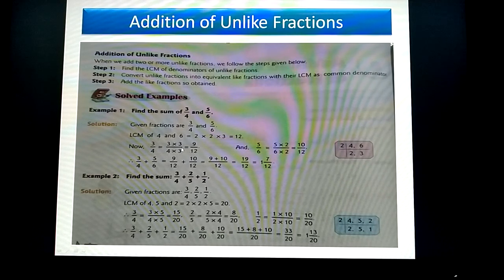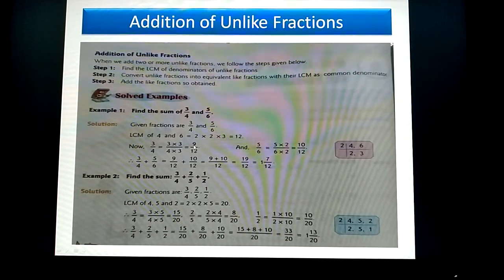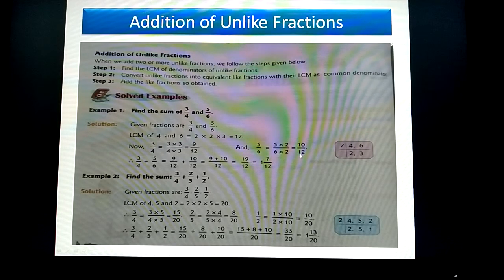And again, as usual, whatever we multiply with the denominator, we have to multiply with the numerator as well. So it gives us 9 by 12, which is the equivalent fraction of 3 by 4. Now 5 by 6, same thing, we have to make the denominator 12, so 6 into 2 is 12, and here 5 into 2 is 10. So we got two equivalent fractions.